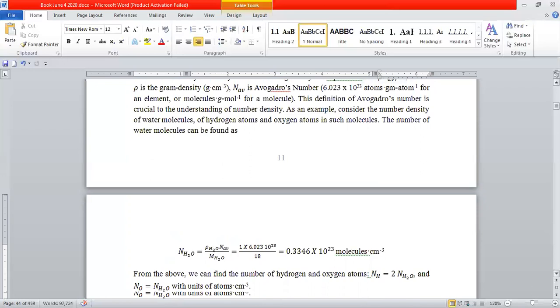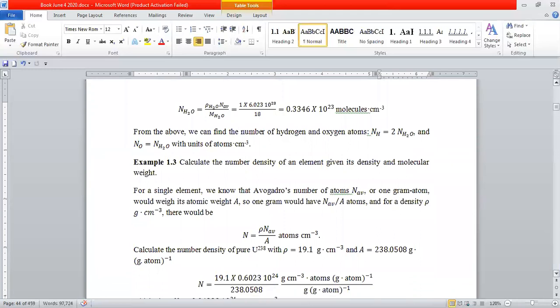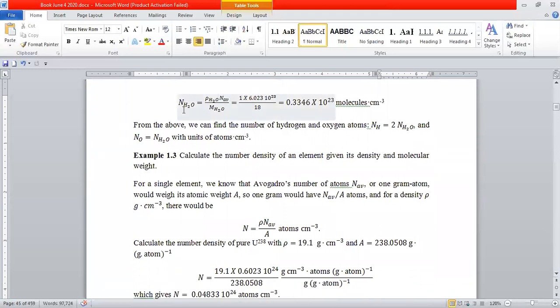Now, let me show you that for water. We all know water, we drink water from a glass. Now water has a density, let's say 1. Of course, water has a variable density. It doesn't have to be 1, but let's assume that it's 1 at the conditions we are considering. So density of water, I take as 1 gram per cubic centimeter, Avogadro's number I take as 6.023 times 10 to the 23, and the molecular weight of water I take as 18. So I get this number, which is quite a big number. I get 0.3346 times 10 to the 23 molecules per cubic centimeter.